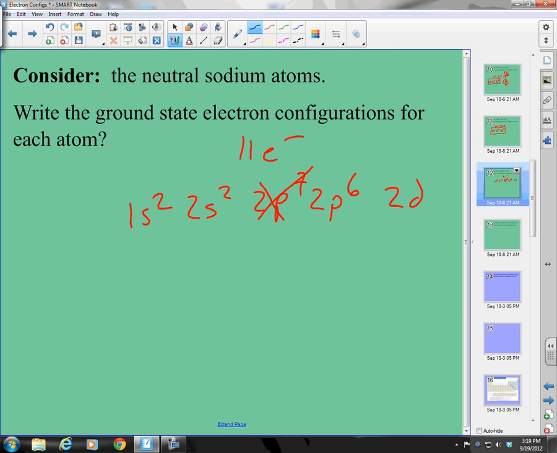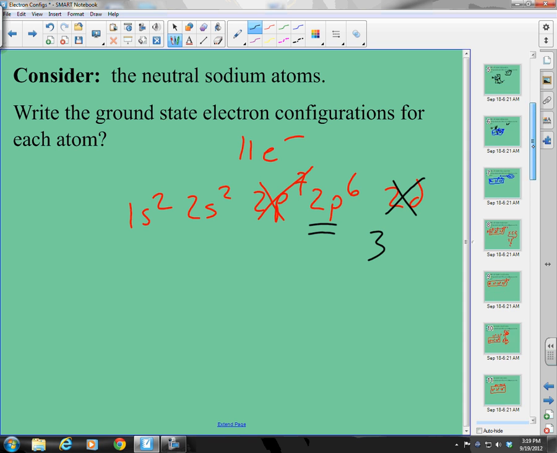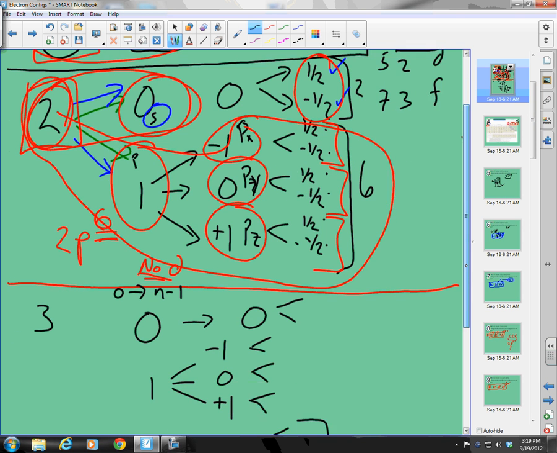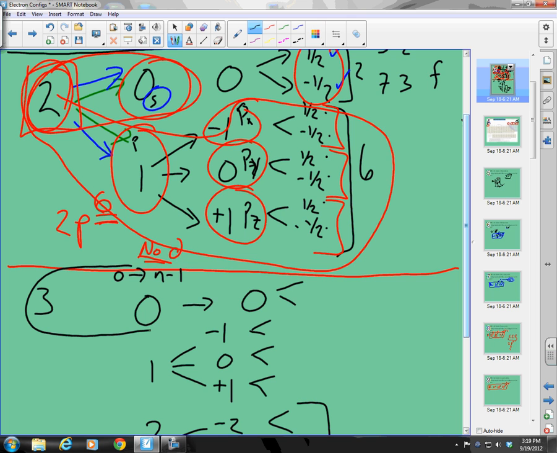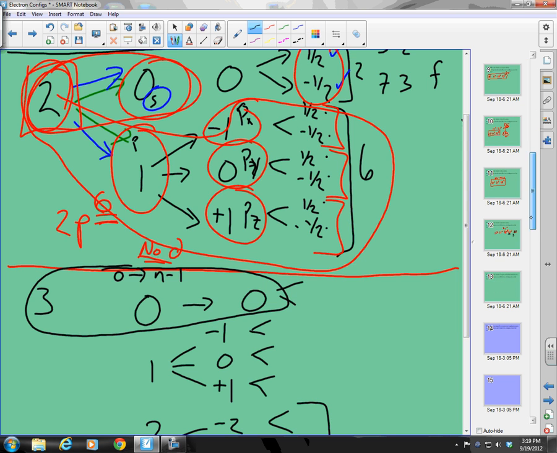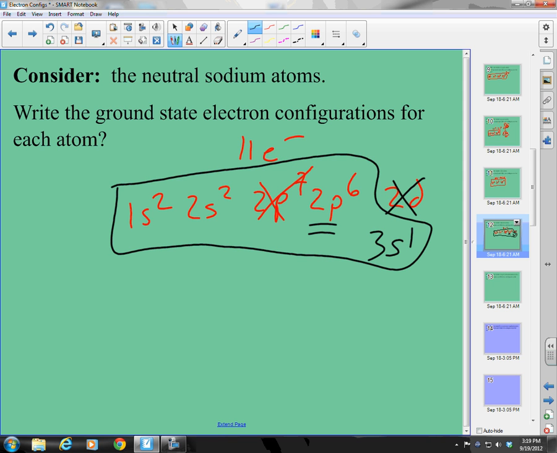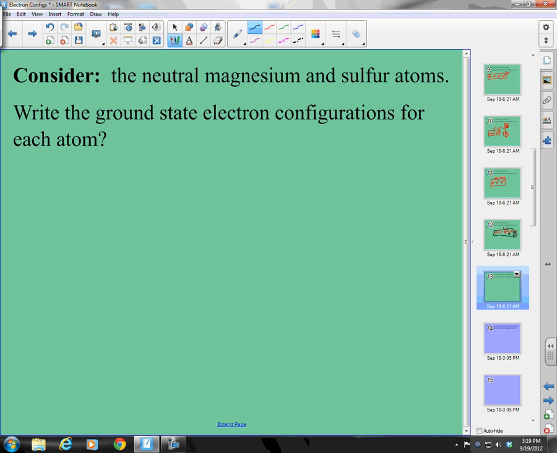Here we go. What comes after my 2p6? Not 2d, but what? 3 what? Where do we begin always? 3s. Good. 3s1. There we go. So that's my sodium: 1s2, 2s2, 2p6, 3s1. Next, I'll let you guys do magnesium and sulfur.